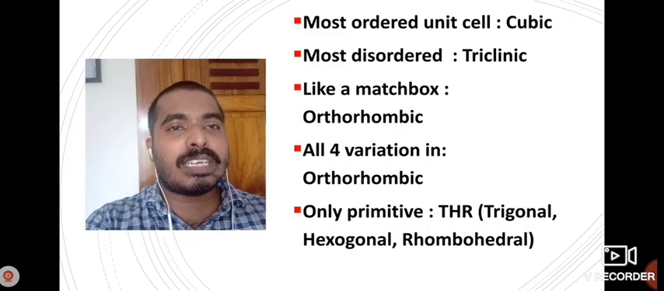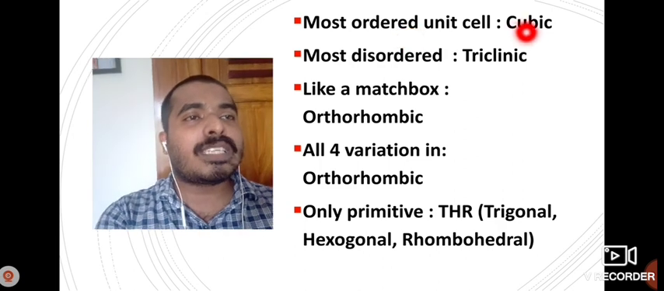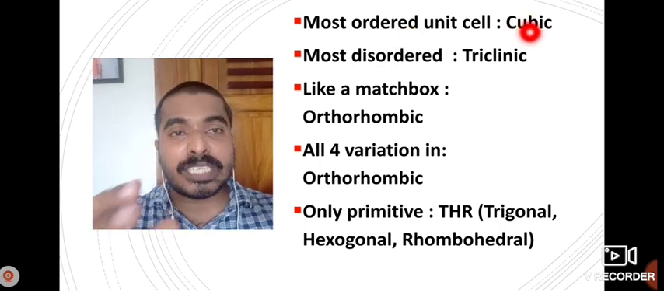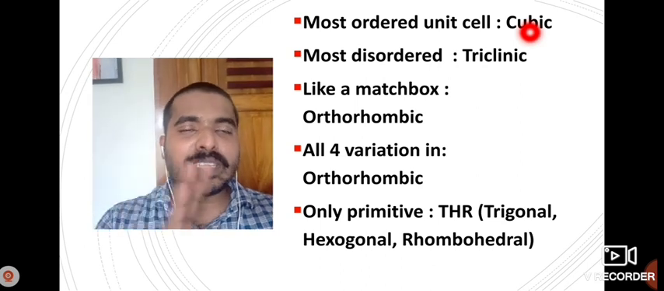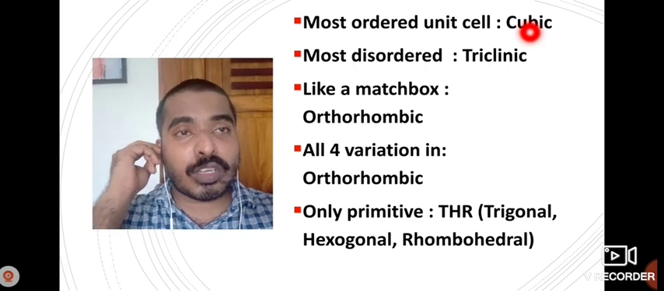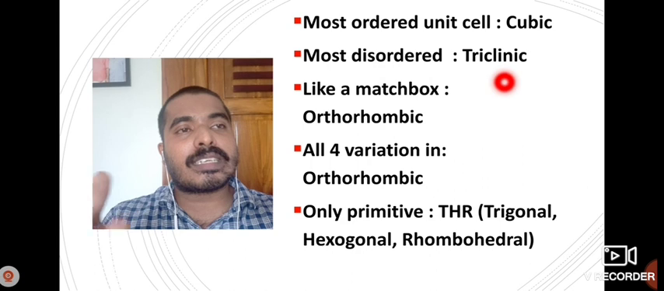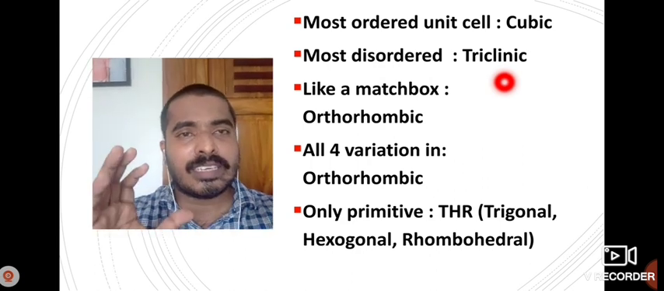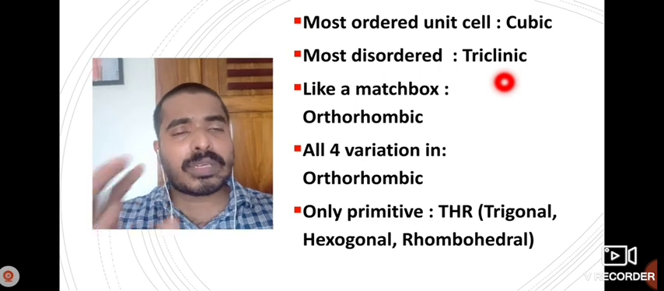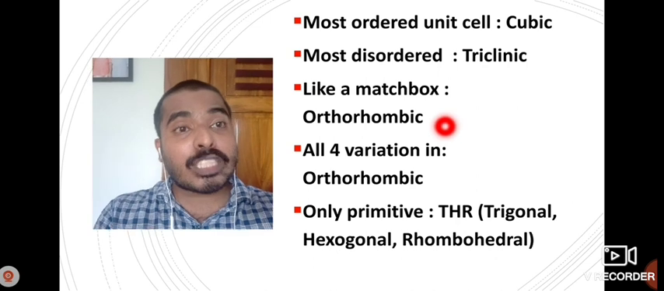Now 9th question, it is related to unit cells. Most ordered unit cell, it is cubic. A equal to B equal to C, alpha equal to beta equal to gamma equal to 90. Everything perfect. So most ordered unit cell, cubic. Most disordered unit cell means triclinic. Nothing is okay there. A not equal to B not equal to C, alpha not equal to beta not equal to gamma not equal to 90. So most disordered, triclinic.